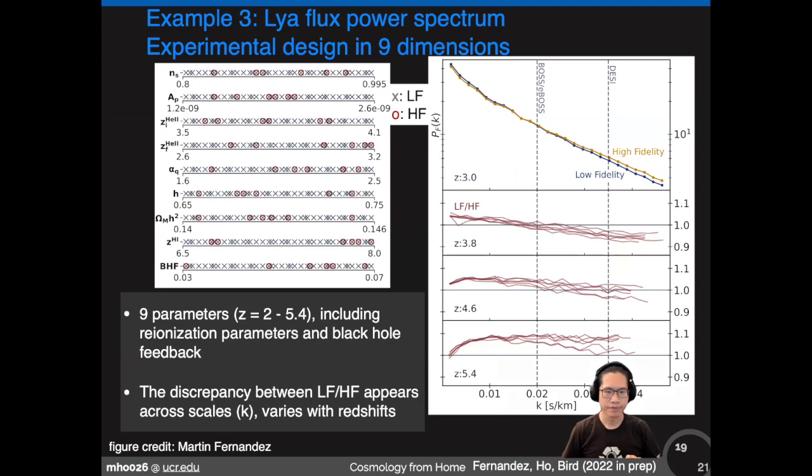Our experimental design is in 9 dimensions. We not only have the lambda CDM parameters, we also have the reionization parameters, including the helium-II reionization ratio and the peak temperature for helium-II, the parameter for the hydrogen reionization, and the black hole feedback parameter, controlling the amplitude of black hole feedback. And as you can see on the right hand side, we have the high fidelity power, the low fidelity power, and the ratio between low and high fidelity. The discrepancy between low and high fidelity appears across the k scales and also across redshift. So this is a much harder problem.